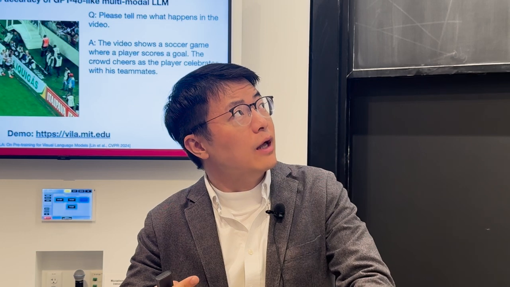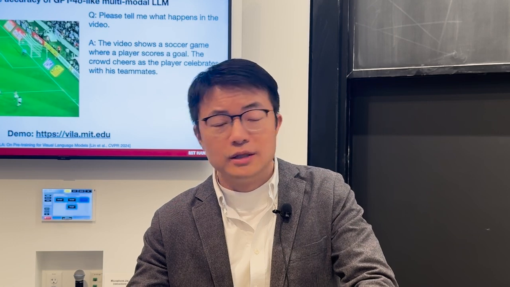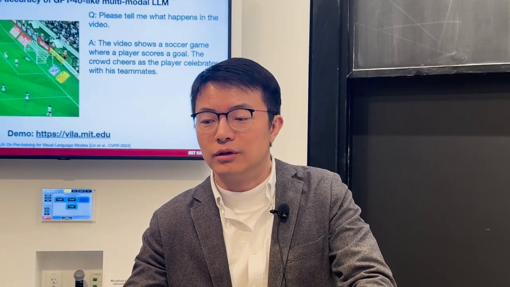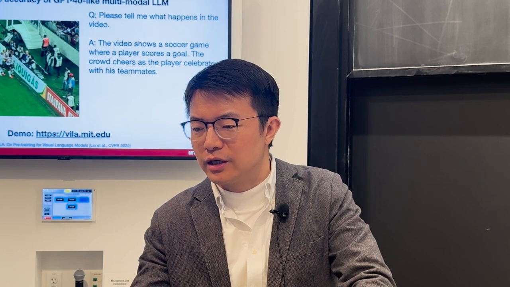And this is run live at vila.mit.edu. Feel free to check it out. This is deployed using the AWQ algorithm, on a single GPU. The question is, please tell me what happens in the video. VILA says, a video shows a soccer game where a player scores a goal, the crowd cheers, and the player celebrates with his teammates. And this is using the AWQ 4-bit version.